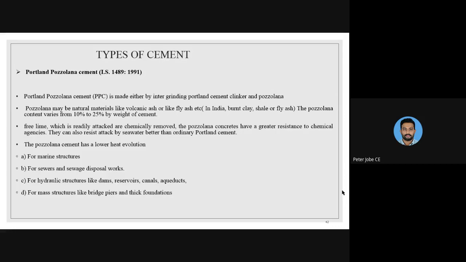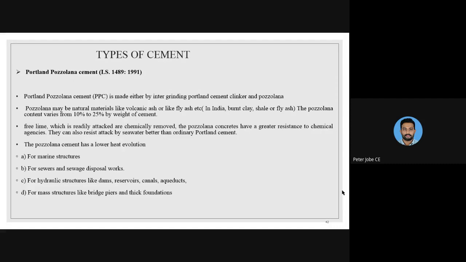Free lime, which is readily attacked, is chemically removed. Free lime, CaO, which is available in cement, will be readily attacked by chemicals. Whether it is any acid or other attack, CaO or calcium oxide in cement is the first thing which is subjected to attack. So that CaO is removed, and we replace it with pozzolanic material. Pozzolana concretes have a greater resistance to chemical agencies. They can also resist attack by seawater better than ordinary Portland cement. Why? Because we have removed this calcium oxide.